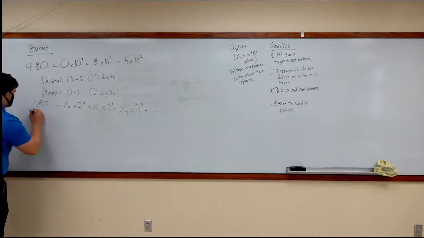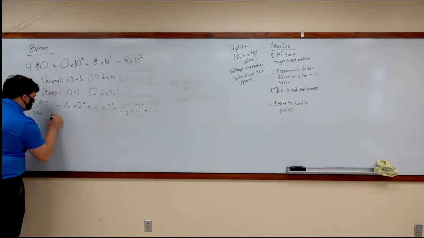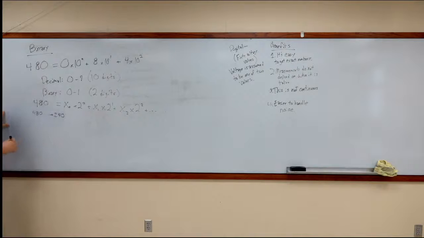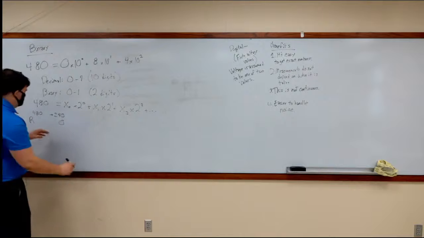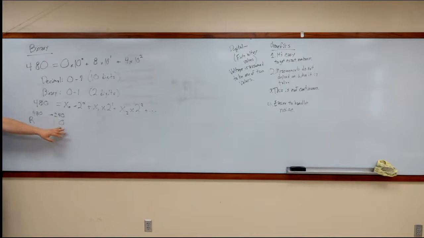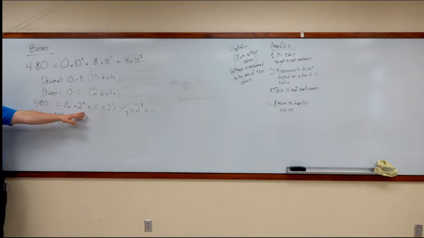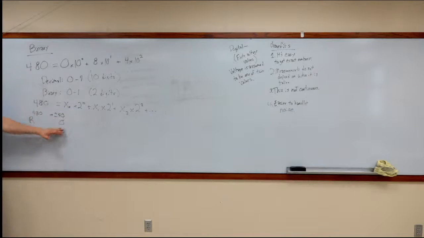So, 480 divided by 2 is equal to 240, right? Remainder 0. Okay? So what this digit means is that whatever number we had is divisible by 2. For that reason, our first digit on the far right is going to be a 0, because we do not have any numbers times 2 to the 0th, which is a 1. Okay, so first number is 0.